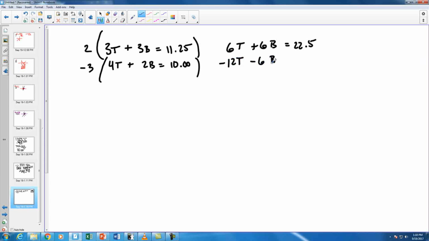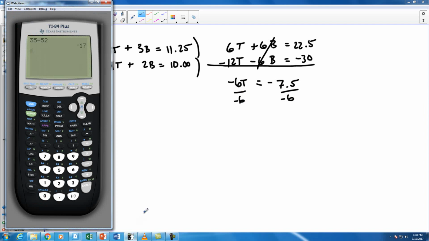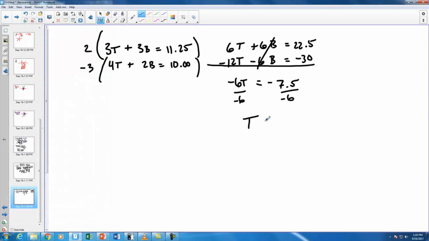And that right there, that's the payoff. I wanted the b's to be opposite. Equals negative 30. This turns out to be negative 6t, those cancel, equals negative 7.5. When you divide by negative 6, grab a calculator, a negative 7.5 divided by negative 6 is $1.25. So a taco is $1.25.